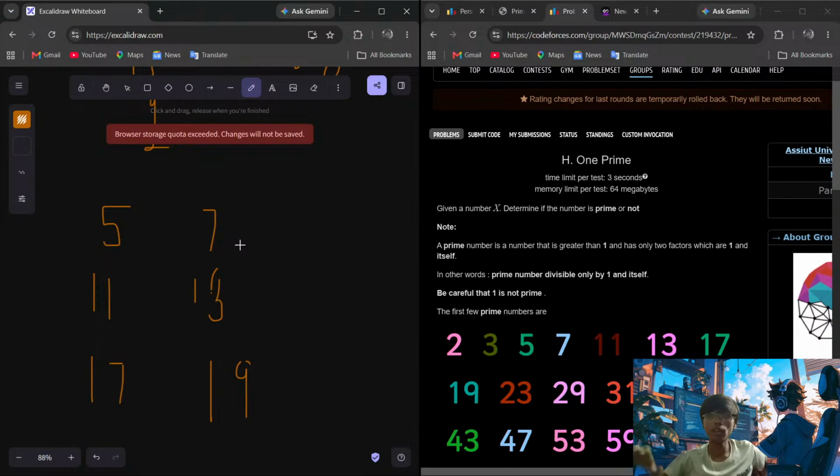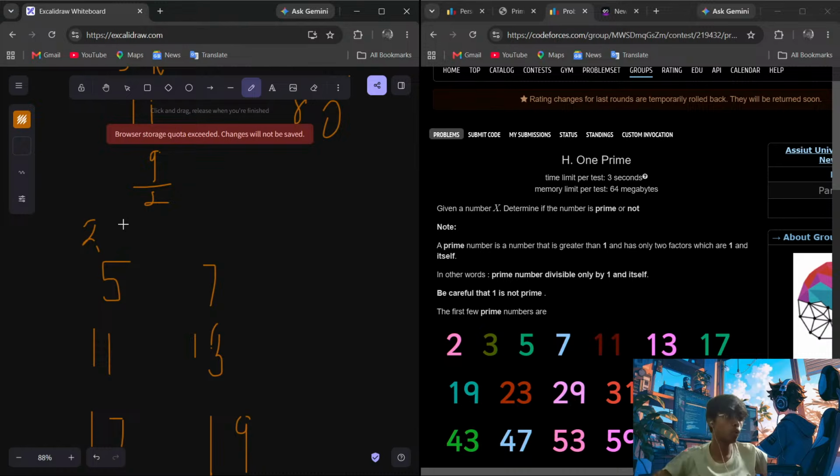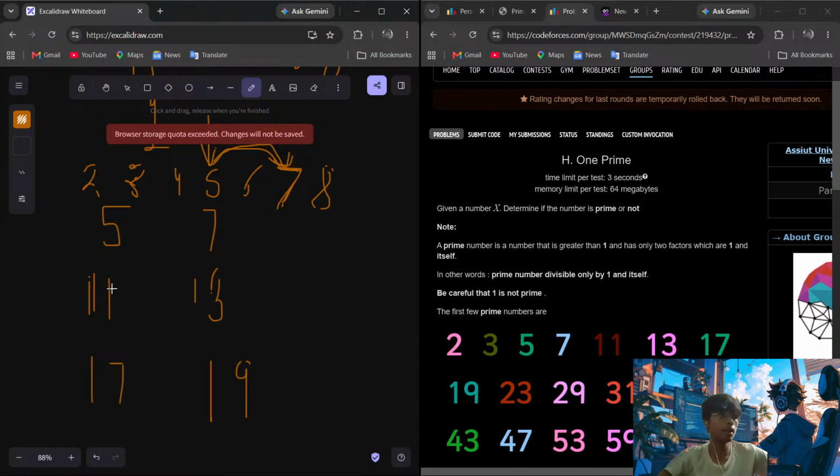So now, rather than checking every number from 2 to 8, I will start from 5, and check with 5 and 7 whether that particular number is divisible by 5 or 7 or not. If it is divisible by either 5 or 7, it means this is not a prime number. If it is not divisible, then I will check the next numbers, which will be 11 and 13.